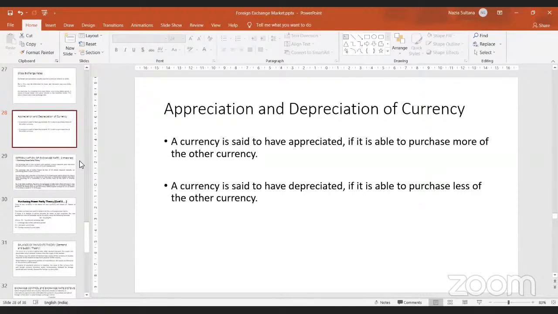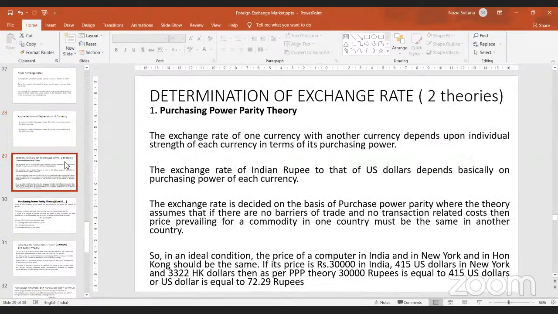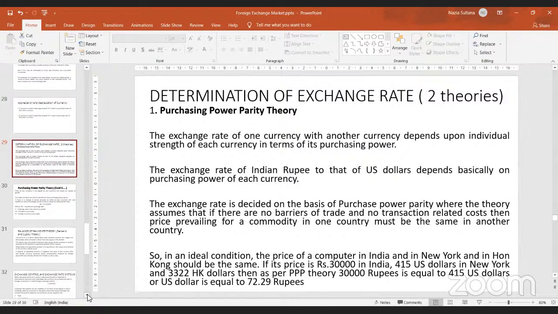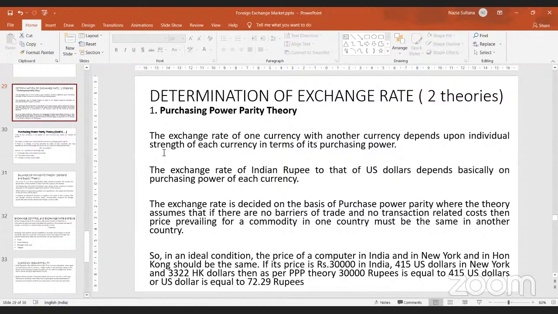Now, how do all these exchange rates get determined? How do we know that $1 is equal to 81.67 rupees? How do we know that rate? So there is the determination of exchange rates. Any questions so far? Because this is again entering into another topic. Right. How are exchange rates determined? You have two basic theories which are backing the determination of exchange rate. One is the purchasing power parity theory, and one is the balance of payments theory.